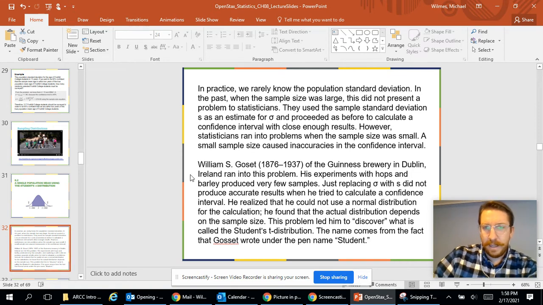All right, so generally in practice, we're not really given the population standard deviation. There's no textbook saying like, hey, the standard deviation is 8. So in the past, when the sample size was large, this was not an issue because they just used the sample standard deviation. The sample standard deviation is where you calculate the standard deviation from the given data, and then they use that.